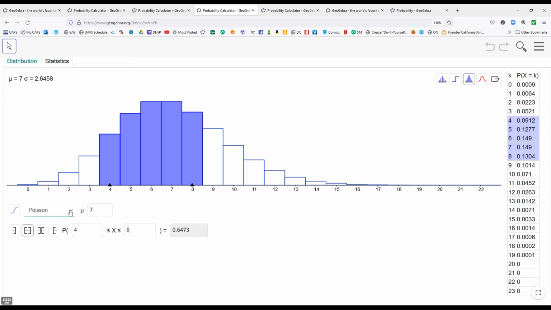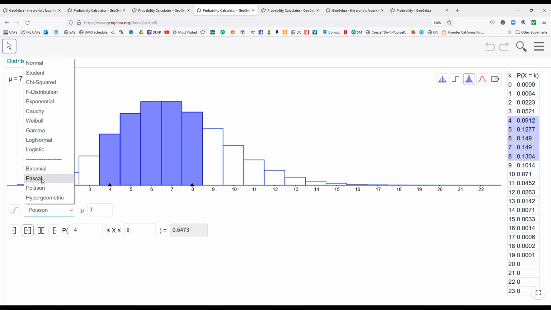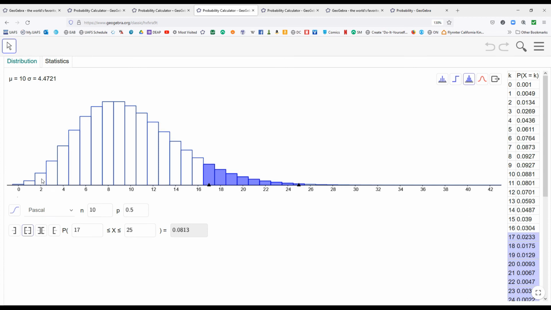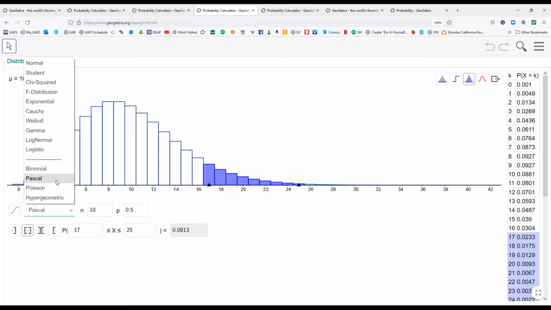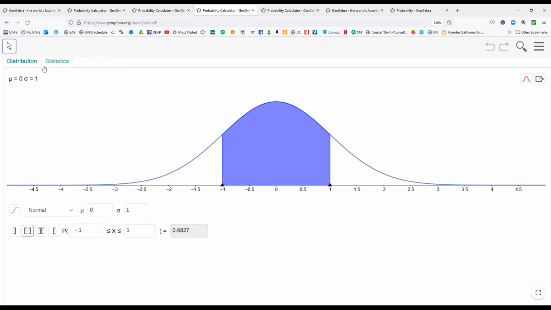And not only does it do it for those three types of distributions, there's another one called Pascal, which we're not going to talk about in my class, and those are discrete. And then it gets up here talking about some continuous distributions, and we'll get to those a little bit later in the course. Okay, so that's a nice little probability calculator that will illustrate what's going on.